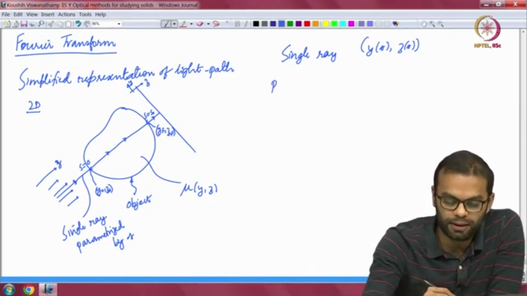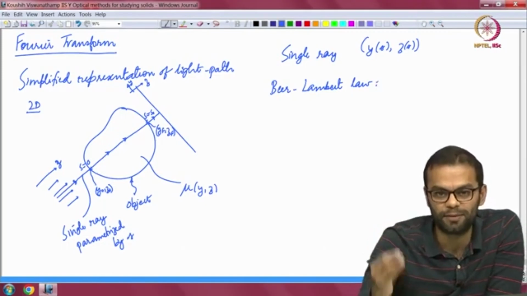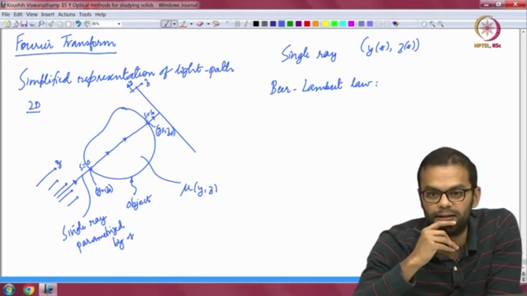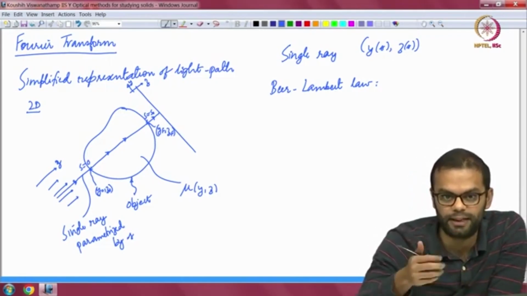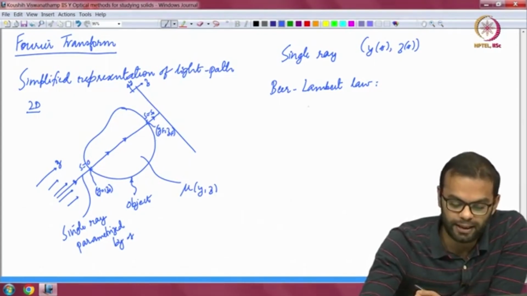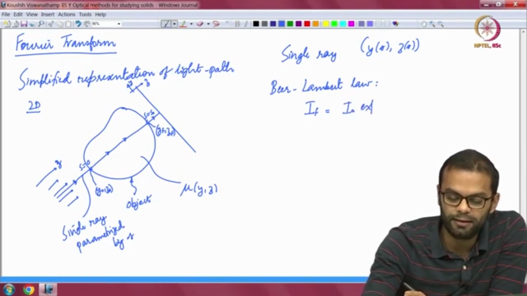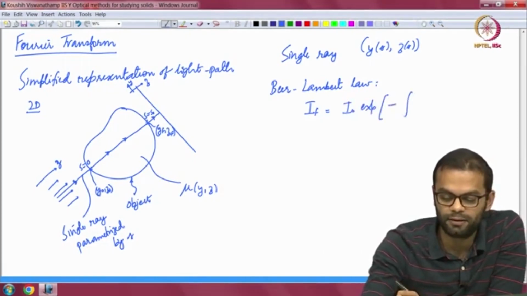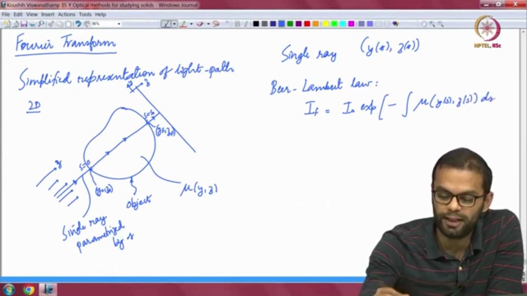It turns out that a simple way to represent what happens to light intensity as it passes through materials is given by something called the Beer-Lambert law. This is an approximation, of course it is possible to derive some variant of this starting from Maxwell's equations in a systematic way. We will obviously not do that but it is physically based. And it says that the intensity that you see finally is the initial intensity times an exponential function of minus the integral of mu of y of s, z of s, ds, with s going from 0 to s naught.